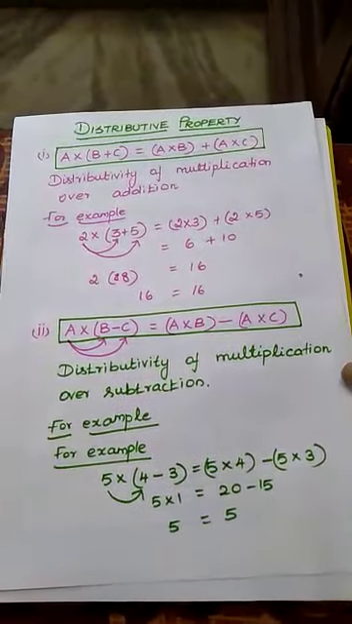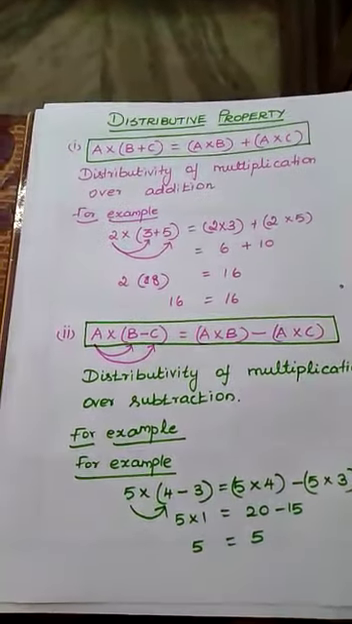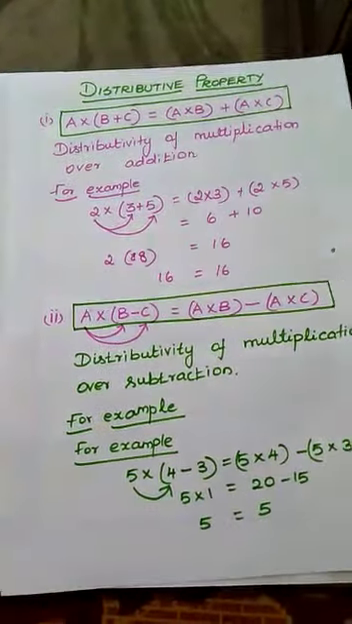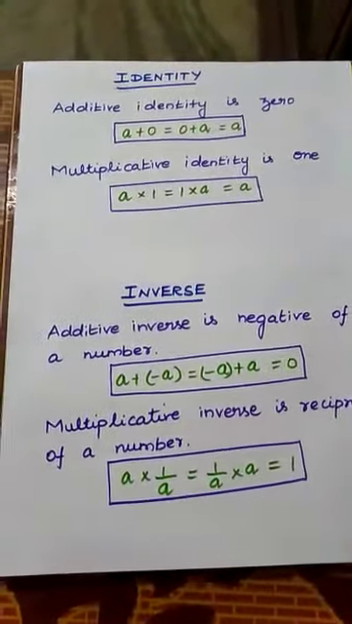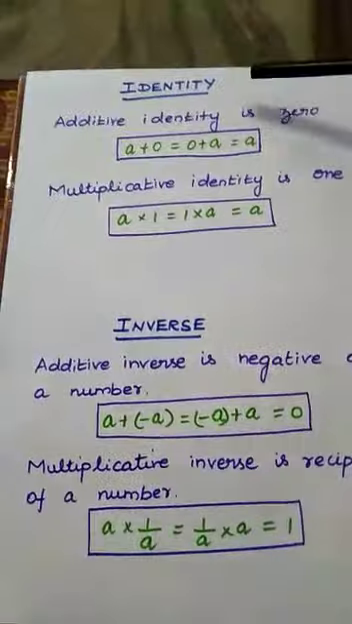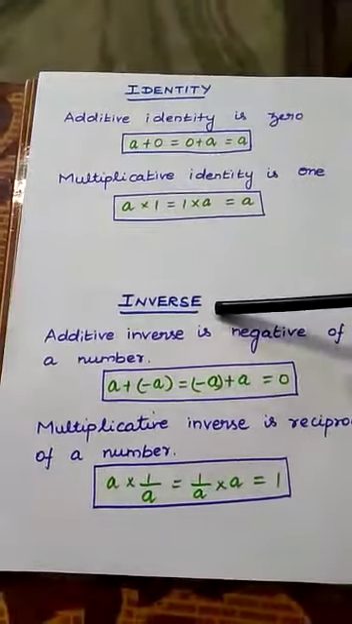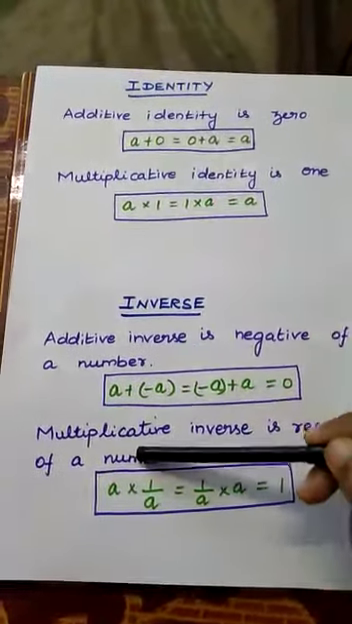So, distributive property of multiplication over addition and distributivity of multiplication over subtraction. Then finally identity, then inverse. Actually identity property we have to prove in addition and multiplication. Inverse also we have to prove in addition and multiplication.